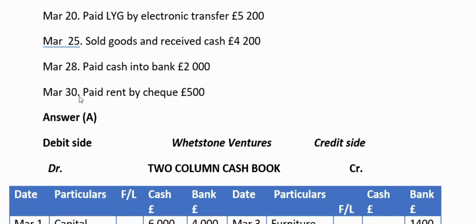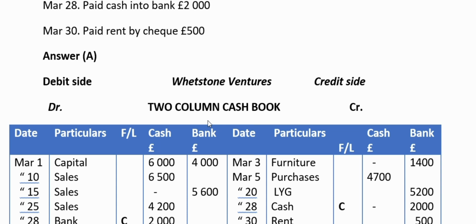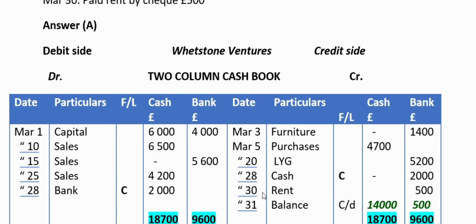The last date we have is March 30th: paid rent by check. I'm sure you know where that should be entered. Correct, that should be on the credit side because rent payment is going out of the business. So 500 pounds by check. Rent was paid out, and that is 500. The use of the office was taken note of, and so 500 was issued by means of a check and is entered in the bank column.